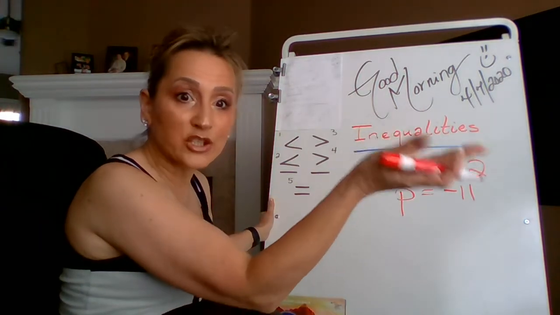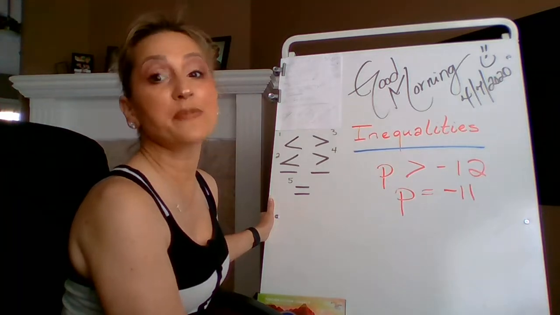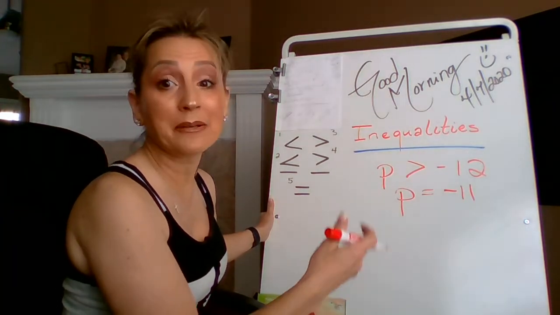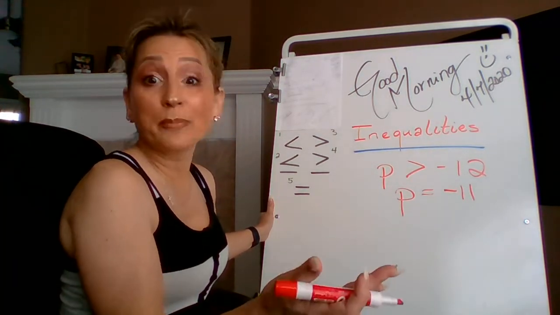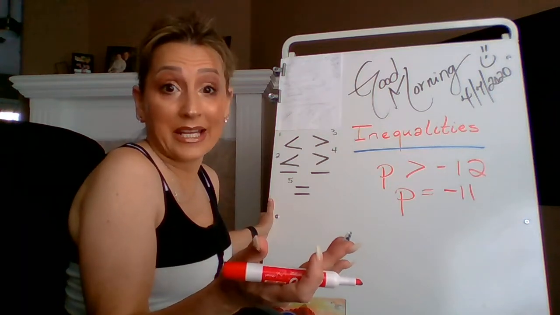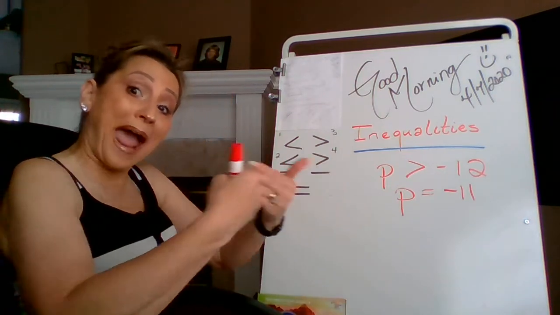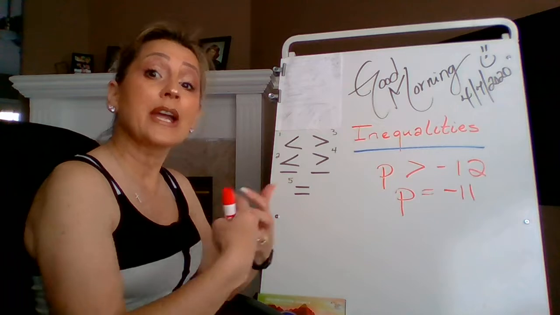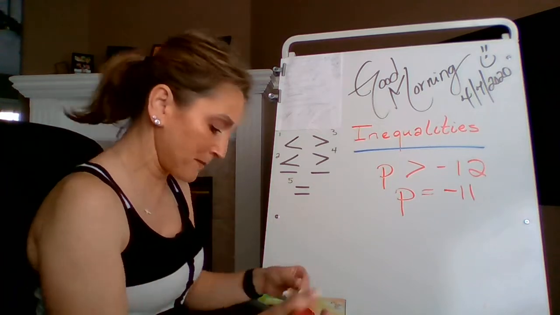They'll say P is greater than -12. What is P equal to? Well, P can be -11. It can also be anything greater than -11, as in greater, coming back to my 0 on a number line.